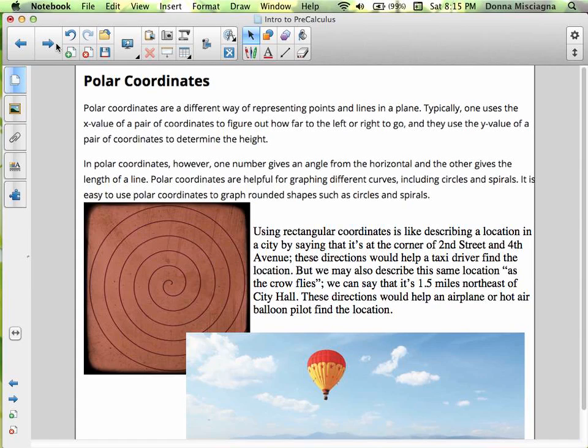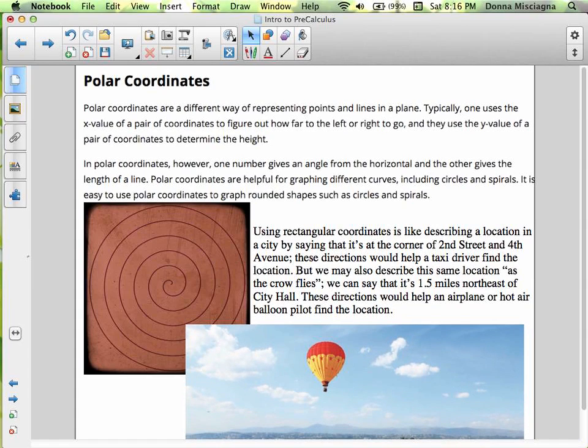Using rectangular coordinates, that's what we're used to in the x and y coordinate system, is like describing a location in a city by saying it's at the corner of 2nd Street and 4th Avenue. These directions would help a taxi driver find the location. But what if you were in a hot air balloon? That wouldn't be so helpful. We can also describe this same location as the crow flies. We can say that it's 1.5 miles northeast of City Hall. We have a length, 1.5 miles. We have a direction, northeast of City Hall. These directions would help an airplane or a hot air balloon pilot find the location.